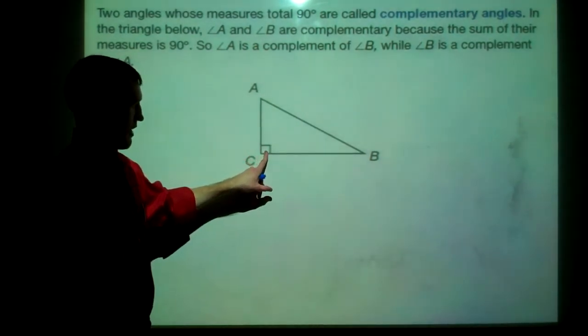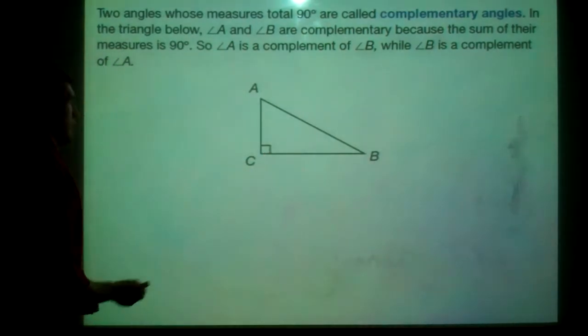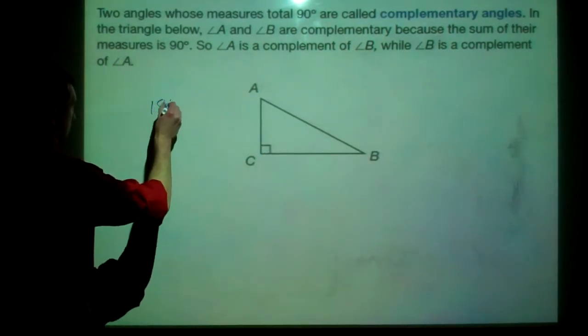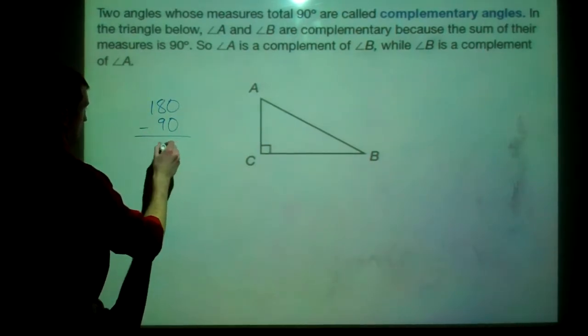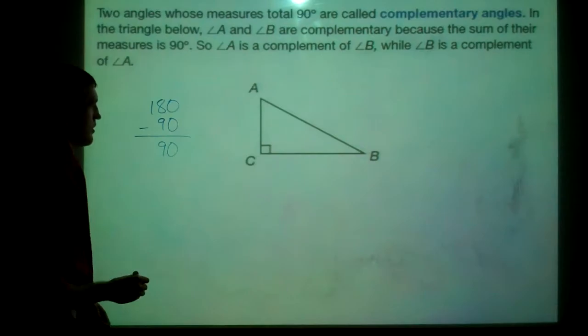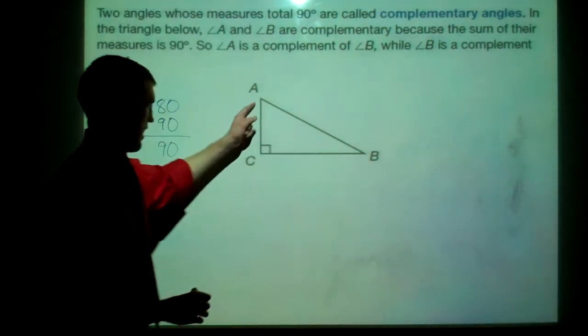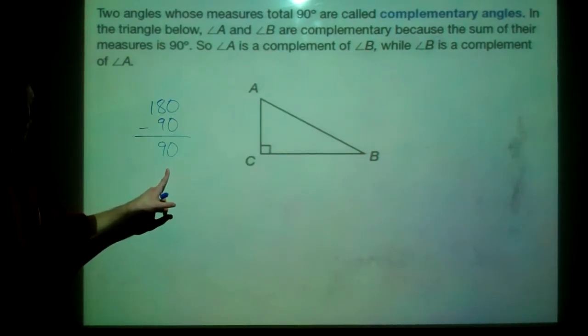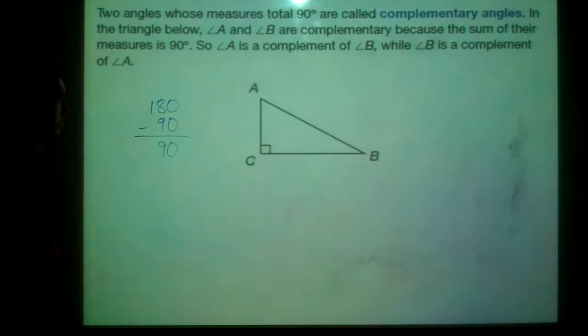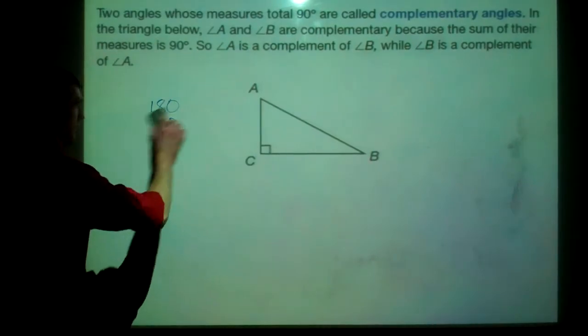We have a 90-degree angle here, and 180 minus 90 is 90. So A and B have to add up to 90 degrees together to make this an actual triangle. We don't know what A and B would come out to be, but we do know that they have to add together to 90. Otherwise, we wouldn't have a triangle. So we would say A and B are complementary.